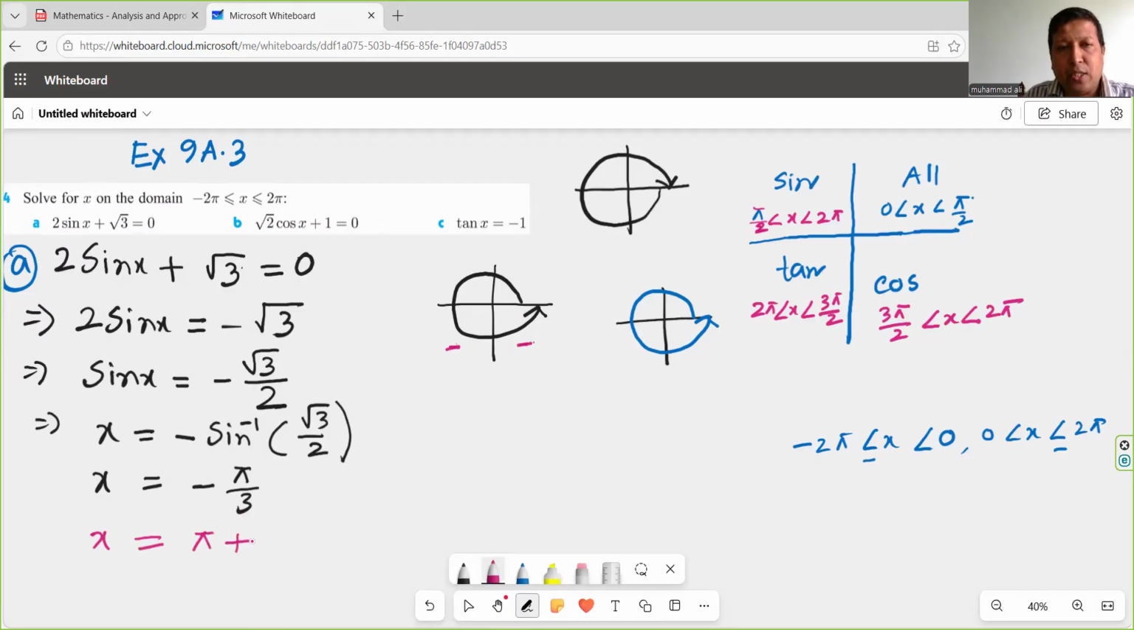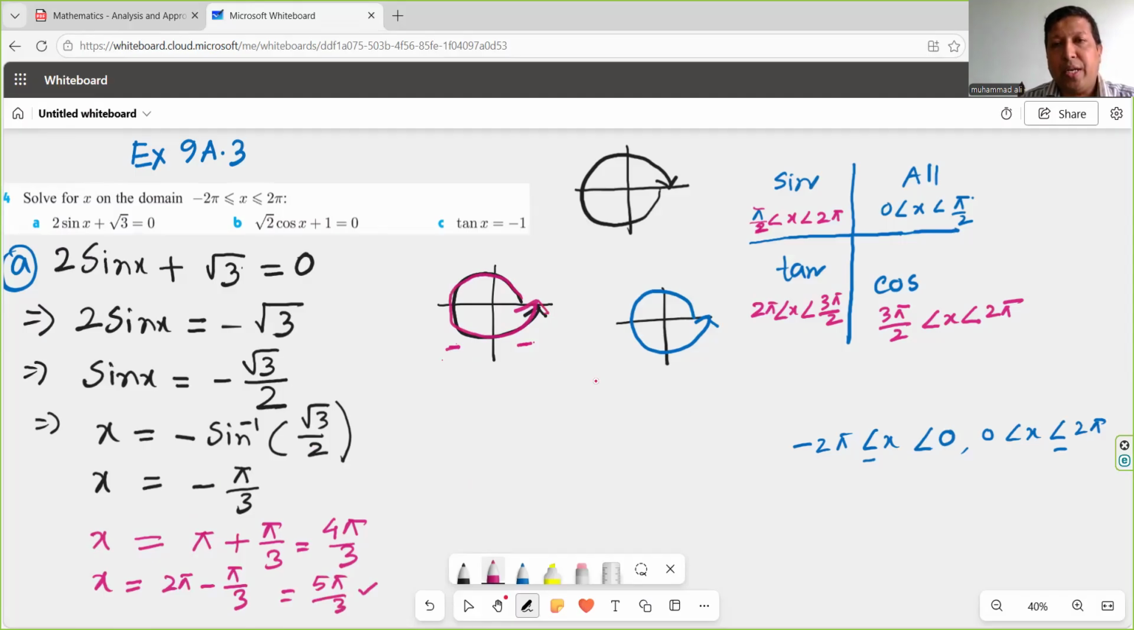pi plus pi by 3. So we'll get here 4 pi by 3. And another result, x equals 2 pi. From here to here, this is 2 pi. If we subtract from 2 pi this acute angle pi by 3, it will be 6 pi minus pi, that means 5 pi by 3. These two results, 4 pi by 3 and 5 pi by 3.